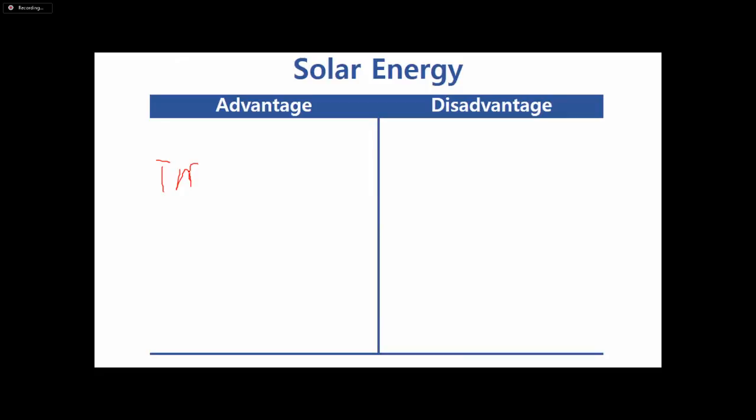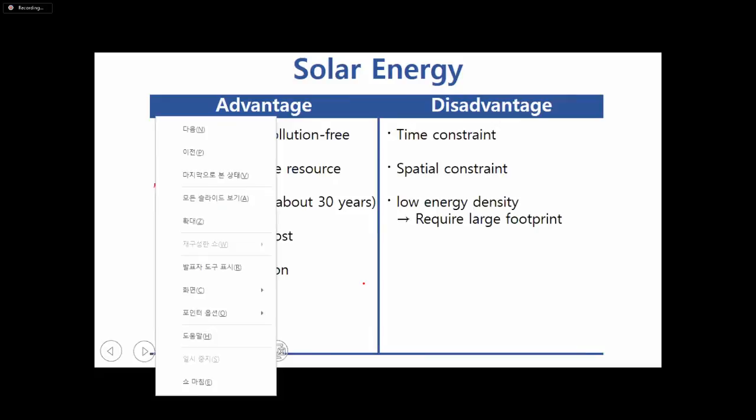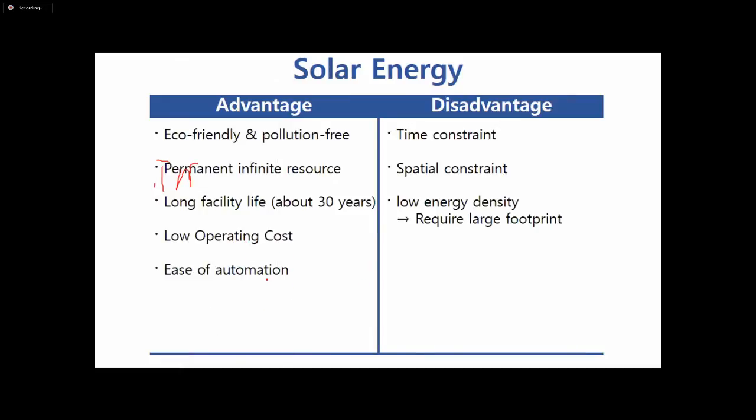Time constraint. Okay. So you say that maybe it is eco-friendly with a permanent input resource, and maybe low operating cost because it can use a small size. Then fossil plants have low operating cost and ease of automation. Disadvantages are time constraint, spatial constraint, and low energy density, so they require a large footprint.